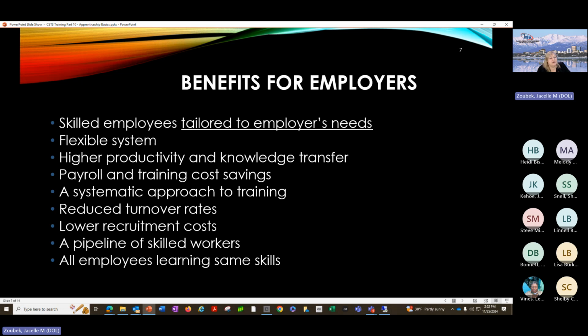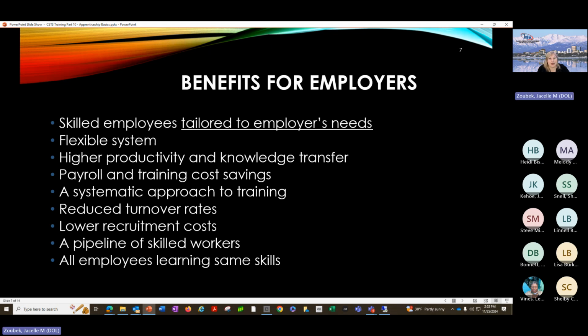There's higher productivity and knowledge transfer. Everyone's learning the same thing. Everyone's going through the same process. Everyone's getting the same related instruction. Everyone gets a mentor, and there's a payroll and training savings cost there, because people tend to stick around and grow with a company if they feel like they're being invested in and they feel like there is support.